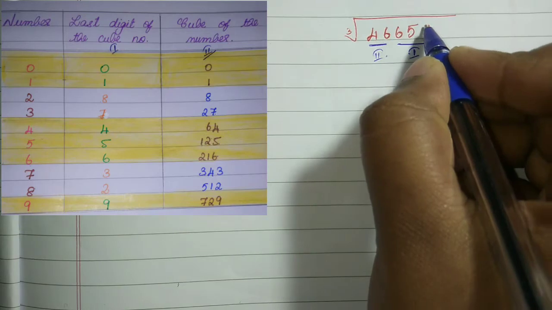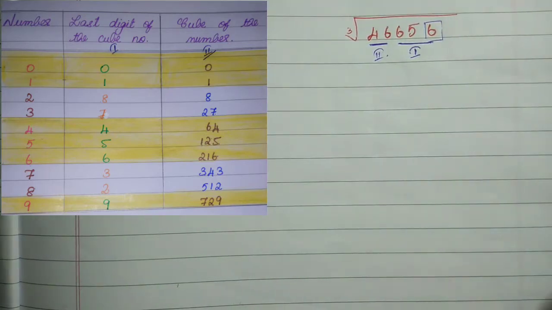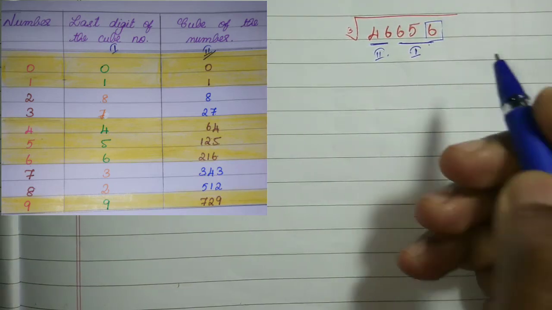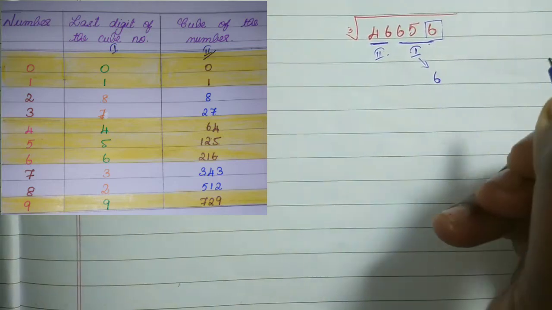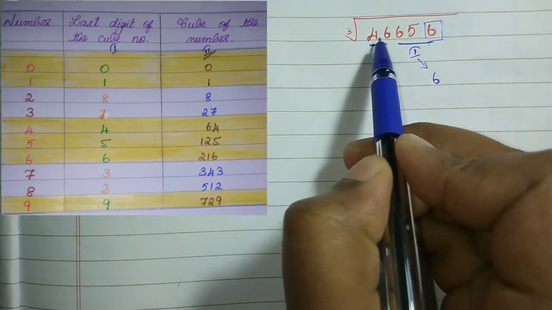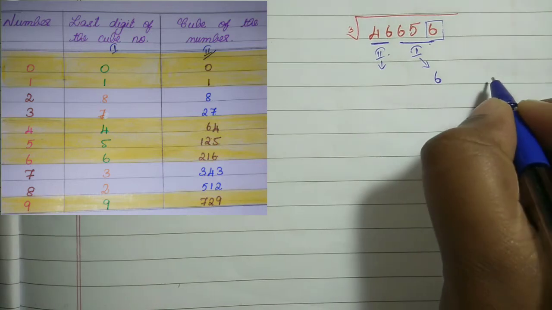So now I will be just checking the last digit of the first part. So what is the last digit of the first part? It is 6. So 6 means it is directly 6. So 6 I will be writing as it is for this part 1. So now part 2, what I will be doing, I have 46. So I will be just writing the cube root.